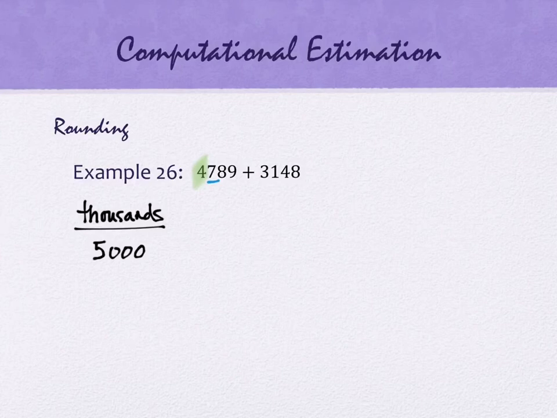And whatever I do for one value, I'm doing for the other one too. So this is a 3. And I look again at the hundreds place next to it, a 1. So this one will round down. So everything after the 3 becomes a 0. So this rounds down to 3,000. And my value then would be 8,000.